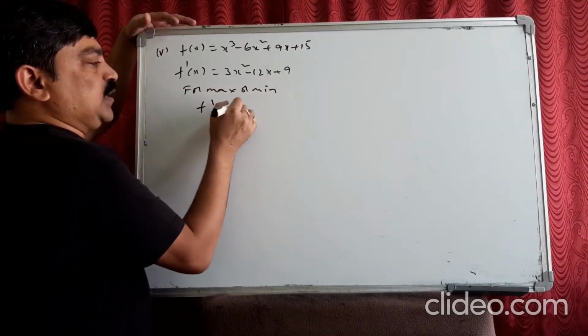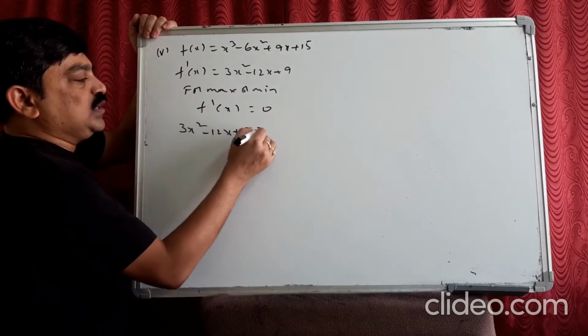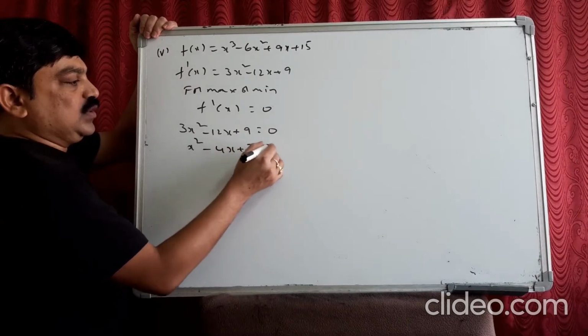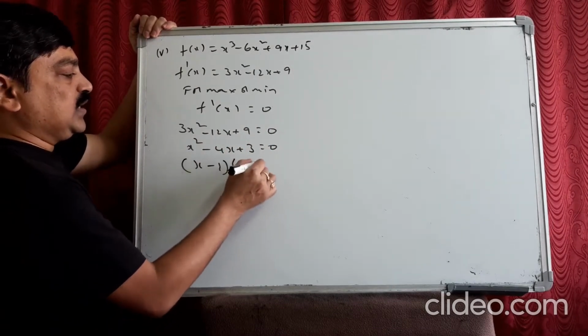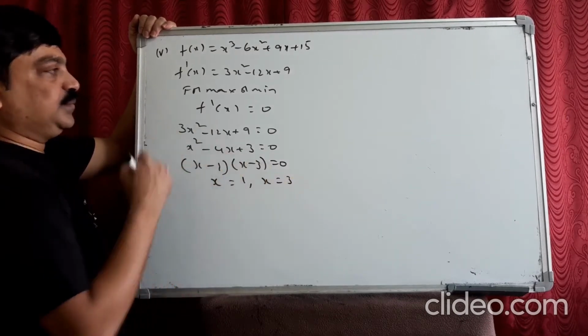Okay, what we know for maximum or minimum, f dash of x is equal to 0. 3x square minus 12x plus 9 equals 0. Just divide with 3, x square minus 4x plus 3 equals 0. Okay, you can make it like x minus 1 into x minus 3. Factorize this. You have two values, x equal to 1 and x equal to 3.